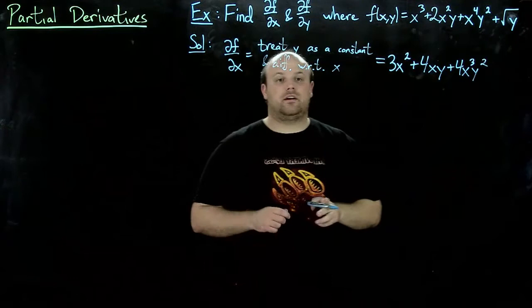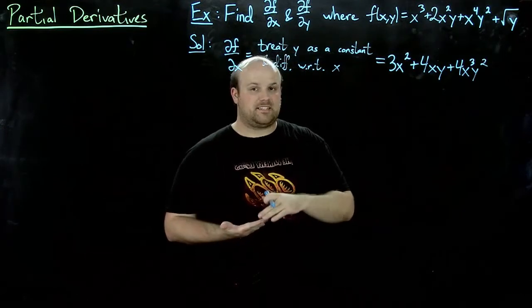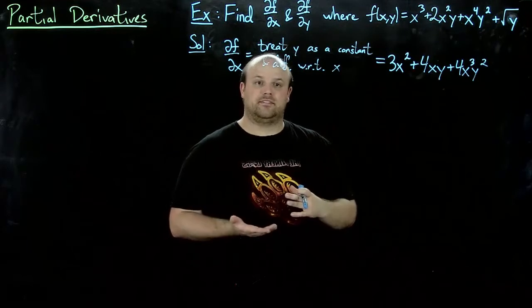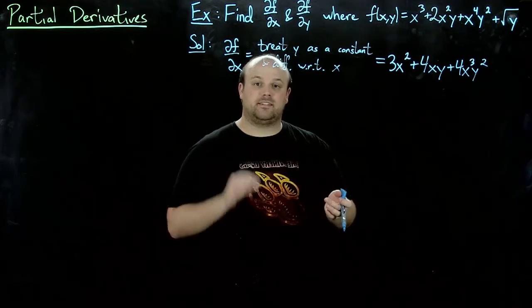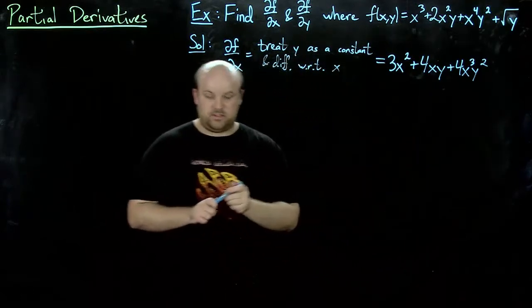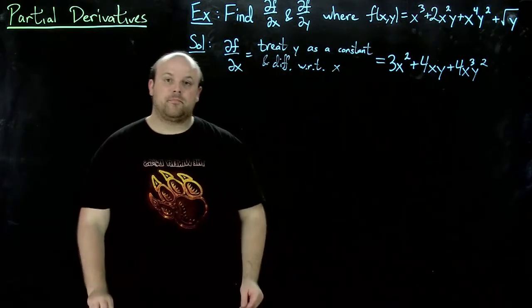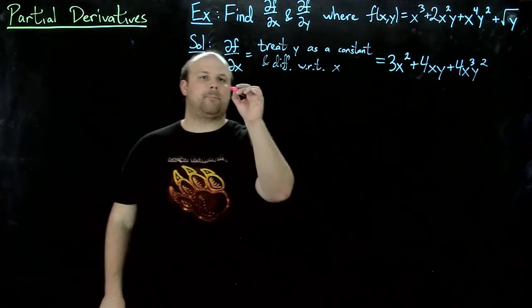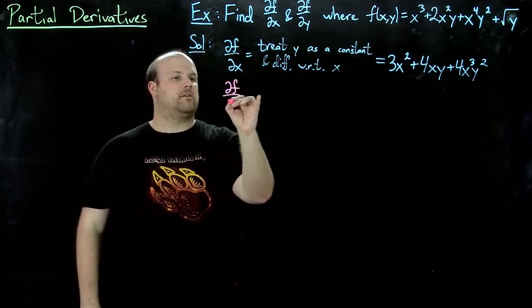And then the derivative of square root of y with respect to x, well, there's no x's in there, so that's as good as a constant. And remember, the derivative of a constant is 0. So that's it for the derivative with respect to x. Great. Now let's do the derivative with respect to y. So df dy.